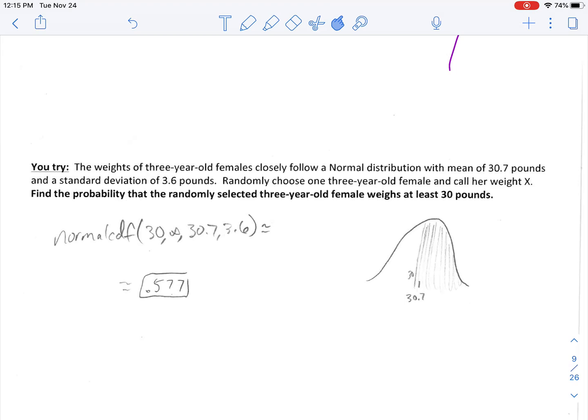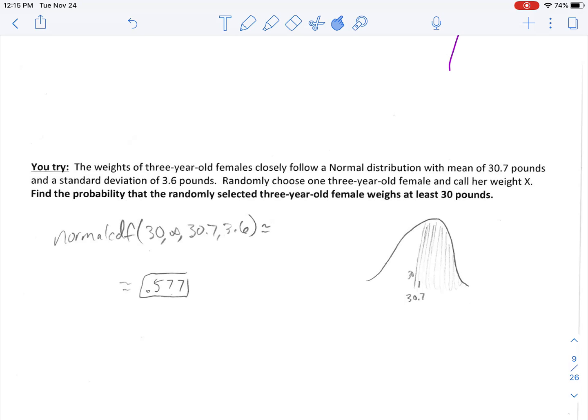The weights of 3-year-old females follow closely a normal distribution with a mean of 30.7 pounds and a standard deviation of 3.6 pounds, okay? Made up these numbers, not gonna lie. Randomly choose one 3-year-old female and call her weight X. So again, her weight X is the random variable. What is the weight of the random 3-year-old female? Random variable, okay? Find the probability that the randomly selected 3-year-old female weighs at least 30 pounds.